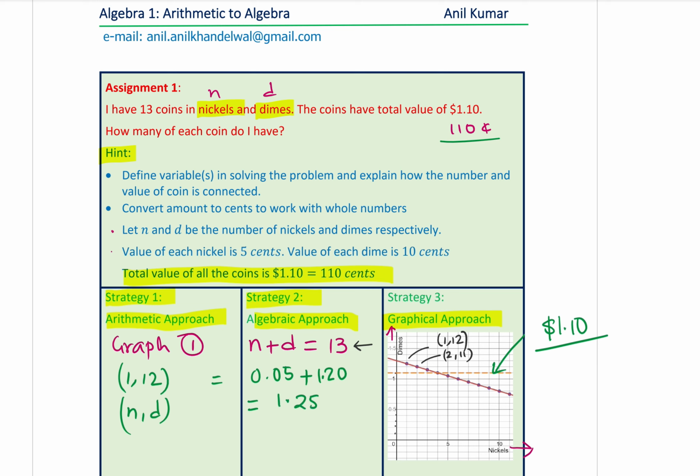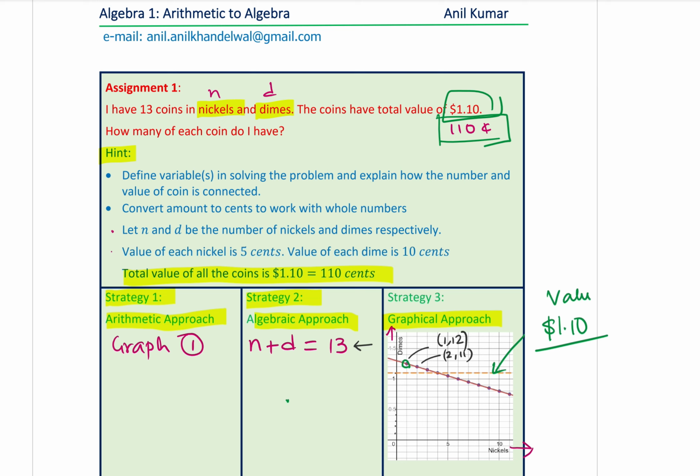So we have that value of 1.25, which is not equal to the answer. So this point is not equal to the answer. Do you see that? But what we did on our graph was we plotted graph 1, which is the sum of nickels and dimes, and then we said we are only interested in 110 cents, or $1.10. So we draw the second graph, which says that the value is $1.10. So that is the horizontal line.